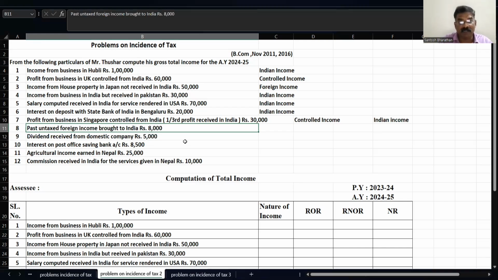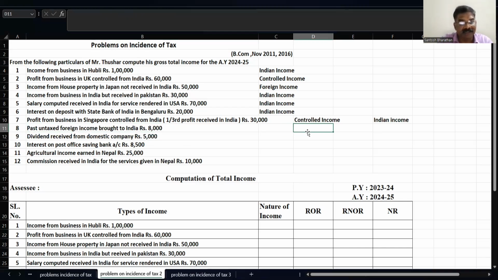Past untaxed foreign income brought to India. See, any untaxed income which is brought to India is exempted income.